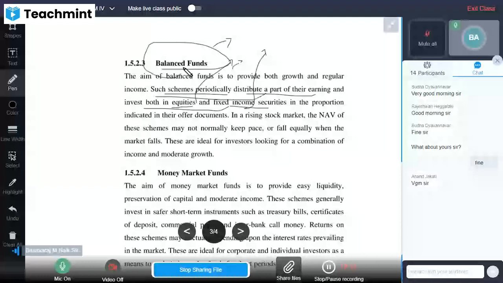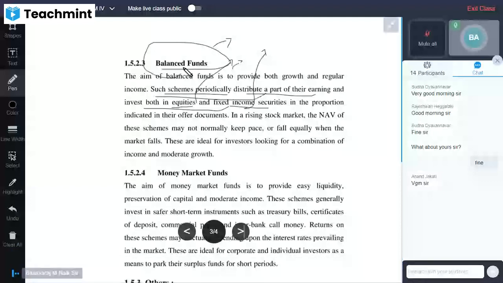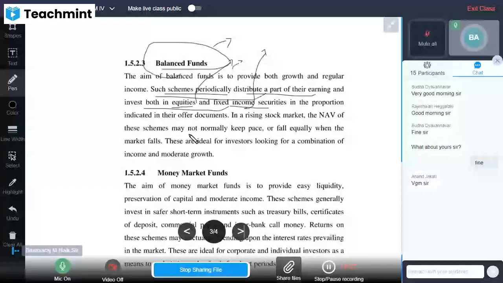For example, JP Morgan Investor Growth Fund and BMO Conservative Allocation Fund are balanced funds. So in a rising stock market, the NAV of these schemes may not normally keep pace, or fall equally when the market falls. These are ideal for investors looking for a combination of income and moderate growth. So if they are investing for a combination of both income and moderate growth, then they can go for a balanced fund. Next one, money market funds.